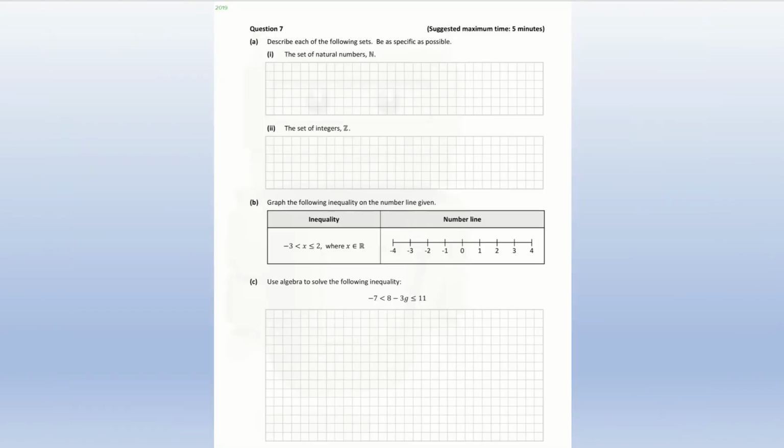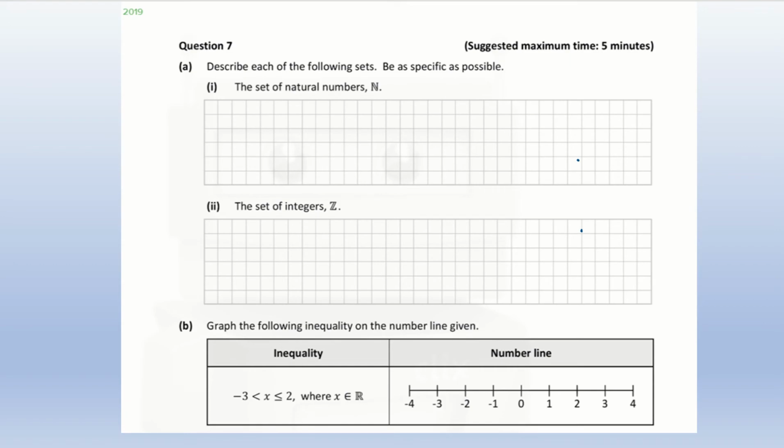So this question came up in 2019, this is your question 7, and we're going to have a look through this now. So the A part of our question, I'll just make that a bit bigger, basically it's just asking you to define what are your natural numbers and what are your integers, and you have to be as specific as possible. So we can do that straight away.